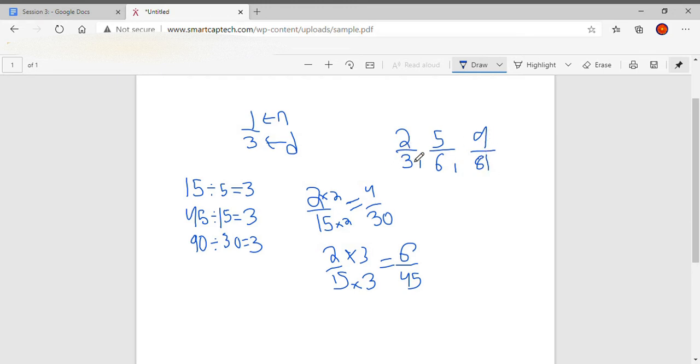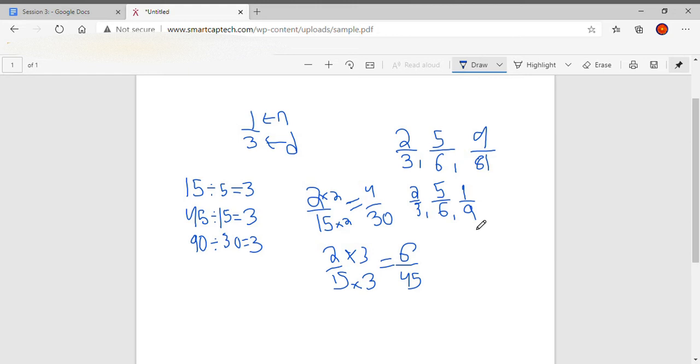2/3 is already simplified. But this one isn't, because you can divide both of them by 9. So when you do that, 2/3 is still the same. 5/6 is still the same. When you divide by 9, 9 divided by 9 is 1. Then 81 divided by 9 is 9. So now we can get started.